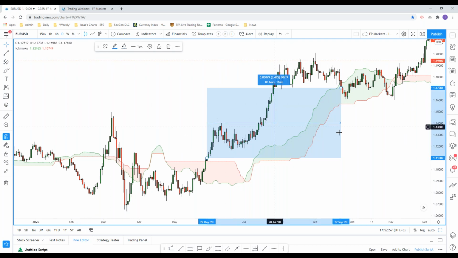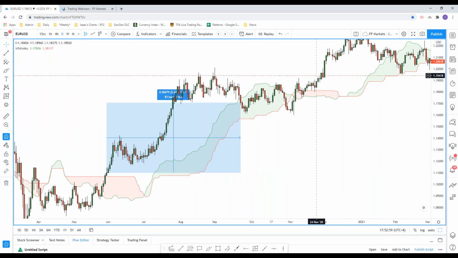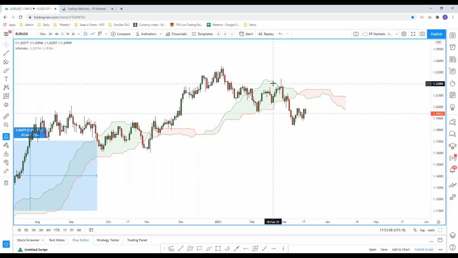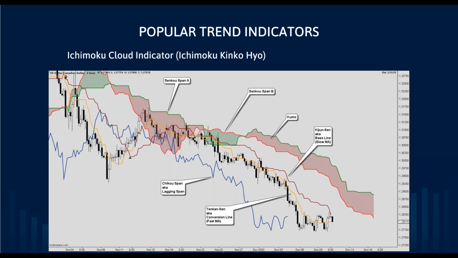So you realize that when the cloud is thin, you probably stay out of the market, and you may not even get in on this move because the cloud is so thin. But now that we have broken out of a fairly thick cloud and price is below, we can say with greater certainty that the euro dollar is probably starting to trend downwards as well. So this is really how we incorporate indicators into our charts and our analysis.